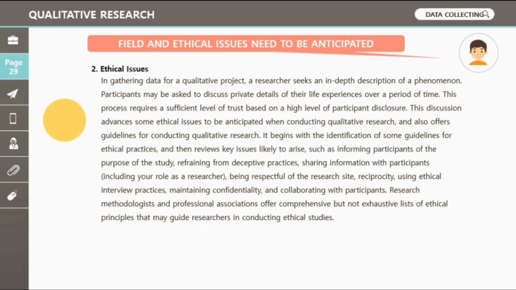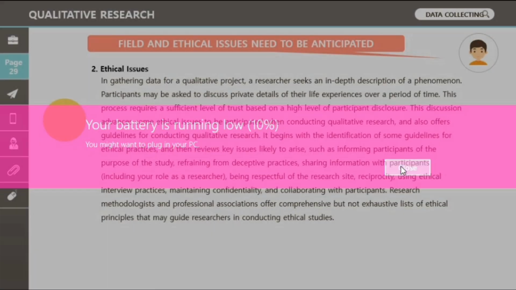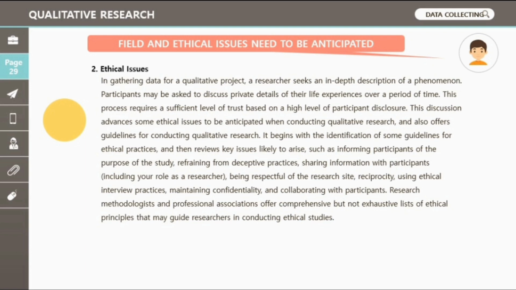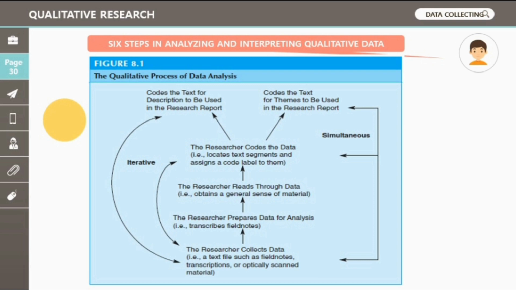It begins with the identification of some guidelines for ethical practices and then reviews key issues likely to arise, such as informing participants of the purpose of the study, refraining from deceptive practices, sharing information with participants including your role as a researcher, being respectful of the research site, reciprocity, using ethical interview practice, maintaining confidentiality, and collaborating with participants. Research methodologies and professional associations offer comprehensive but not exhaustive lists of ethical principles that may guide researchers in conducting ethical studies.